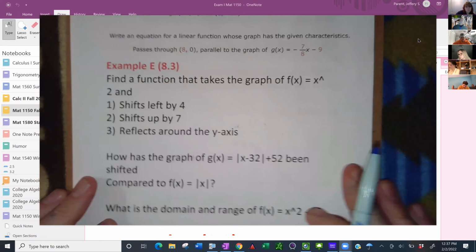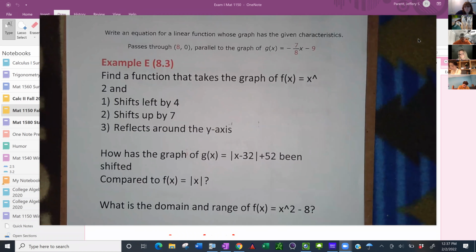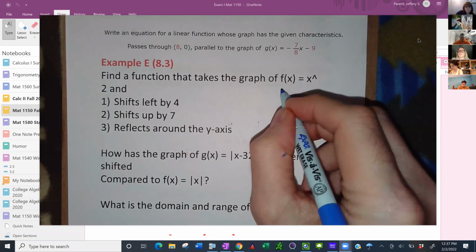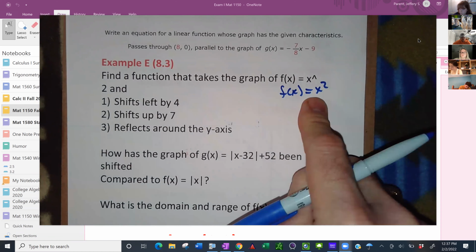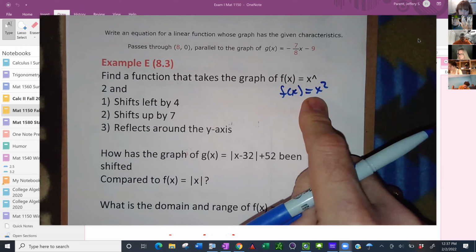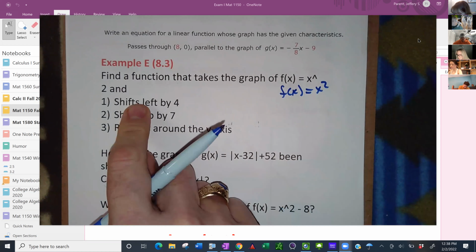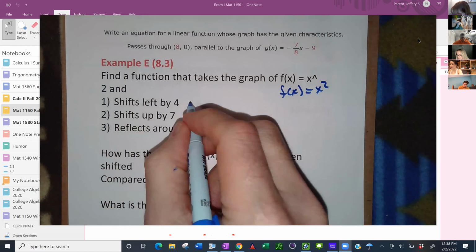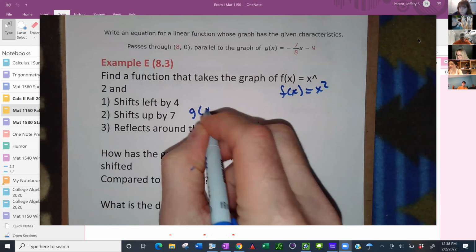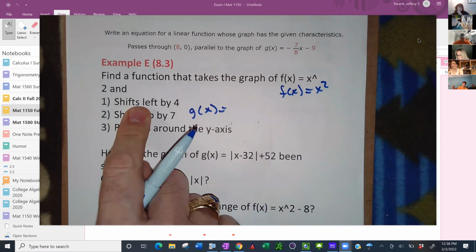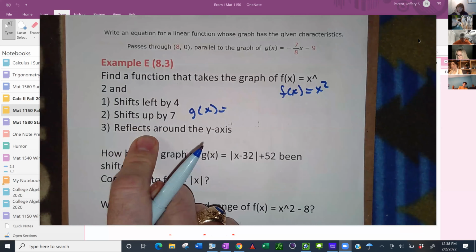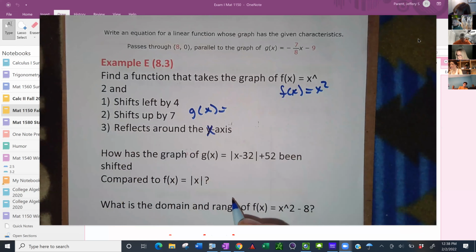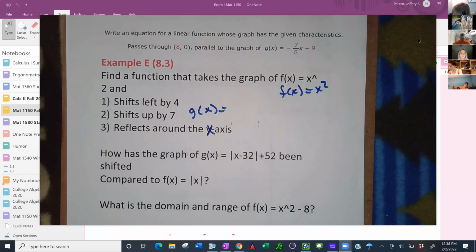Shifting graphs. Definitely, you should be able to shift graphs. So for instance, if you know what the graph of f of x equals x squared looks like, what would be the equation of a graph that shifts something to the left by 4, up by 7, and reflects around the x-axis? We can't do the y-axis until we get to college algebra.